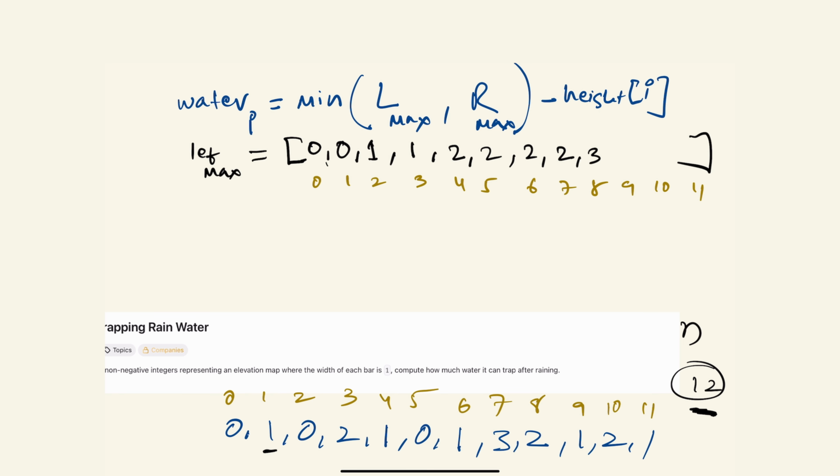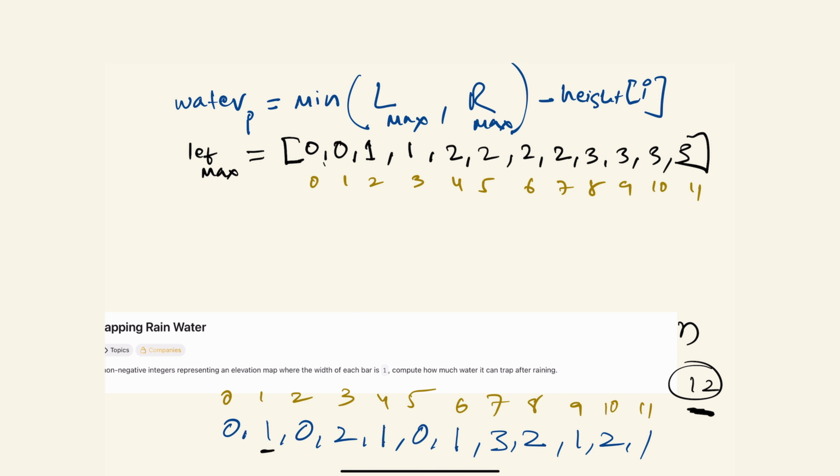Now continue for this one. At 8 and 9 it will be 3, at 10 it will be 3, and at 11 it will be 3. So this is my array for left max. In the same way, I will make the right max array.